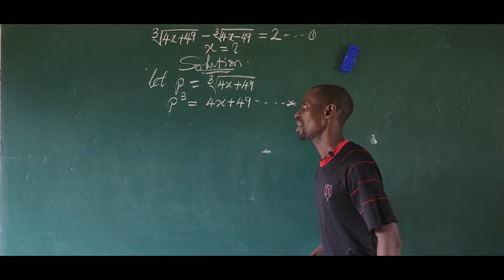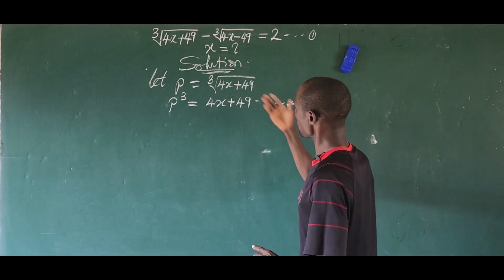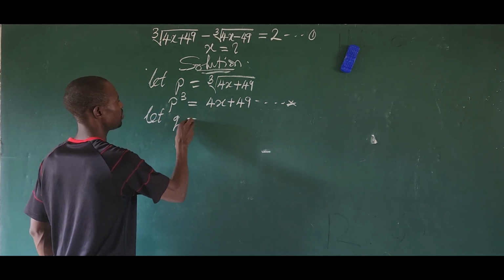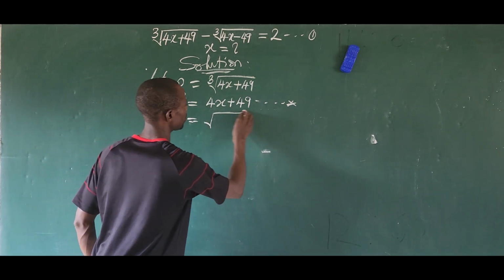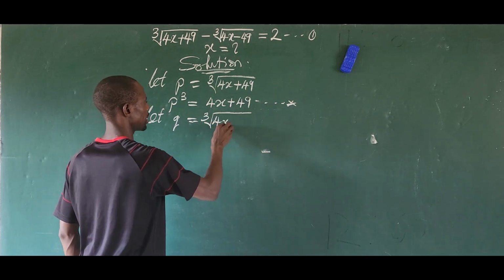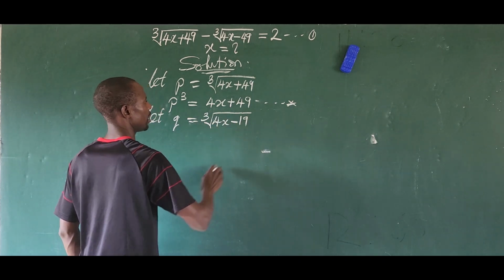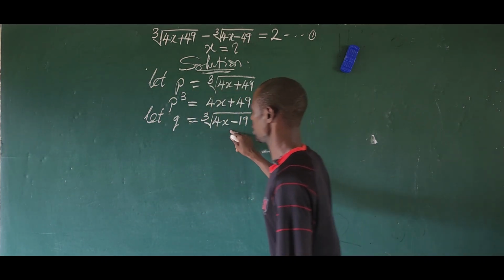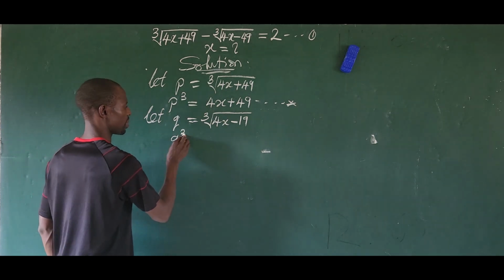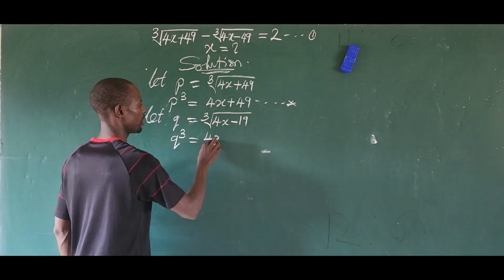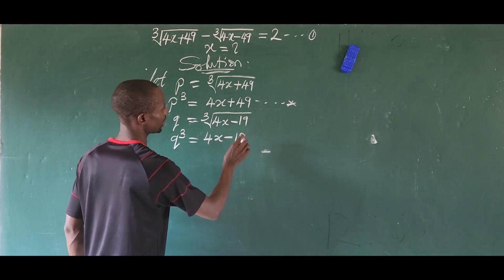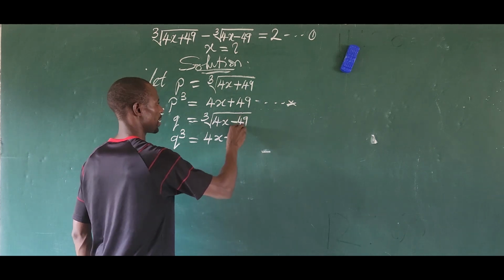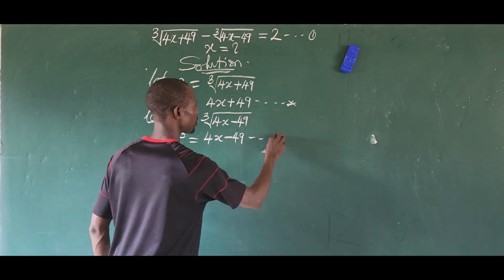Okay, good. Now, I said we're going to bring another alphabet to represent this. So here, let q be equal to the cube root of 4x minus 49. Again, we take the cube of both sides of the equation to expose this. So q to the power of 3 will now be equal to 4x minus 49. Let's give this equation star.